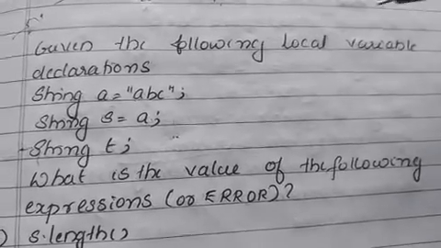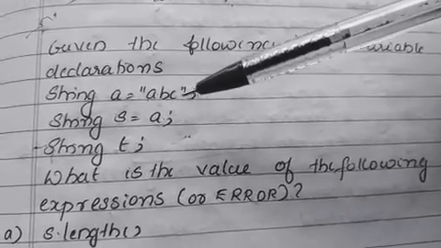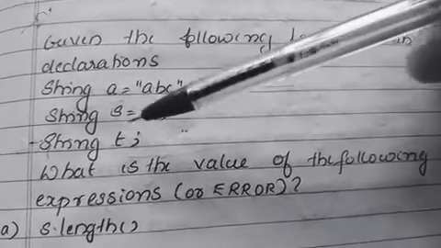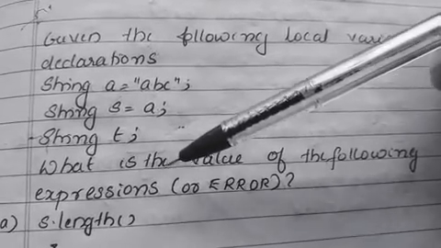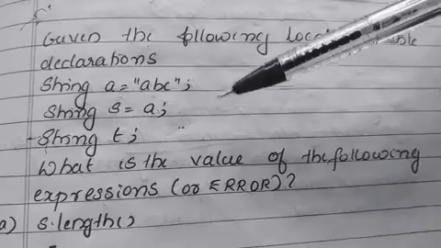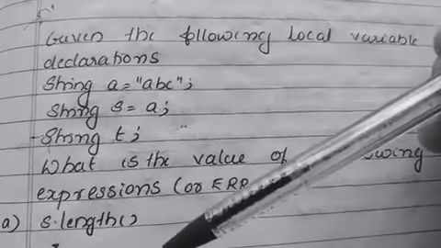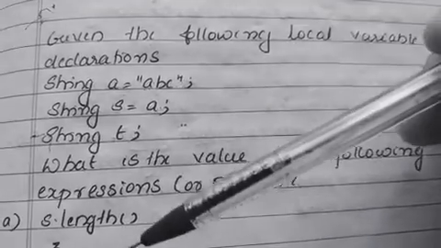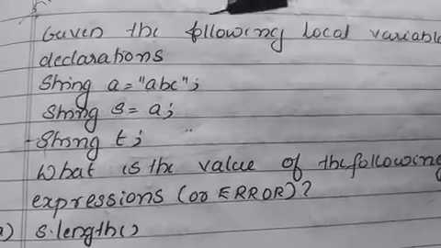Given the following local variable declaration: String A = "ABC"; String S = A; String T. What's the value of the following expressions, or error? So you want to find the output of this expression after evaluating all these values, and if there is any error you have to mention that.